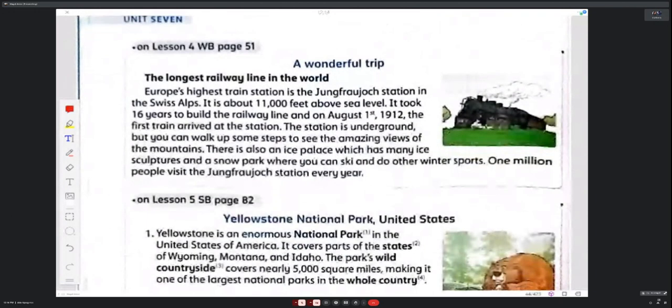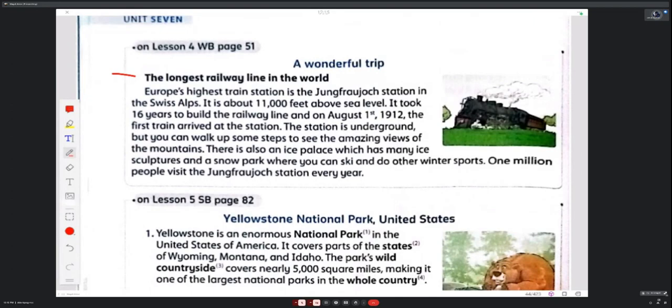Okay, Lamar, a wonderful trip. The longest railway line in the world, Europe's highest train station, is the Jungfraujoch station in the Swiss Alps. It is about 11,000 feet above sea level.